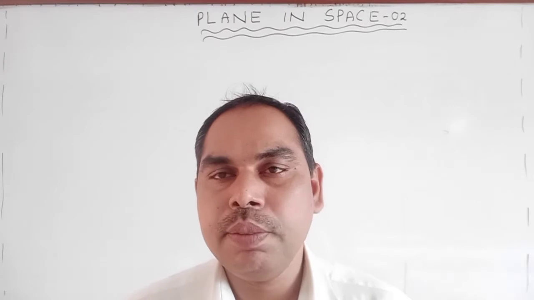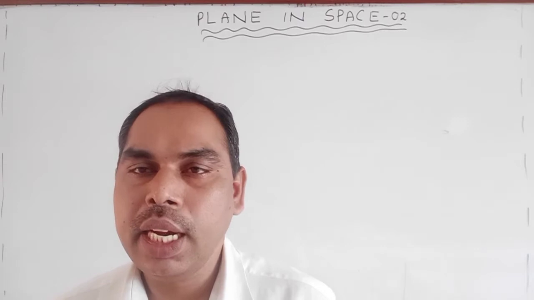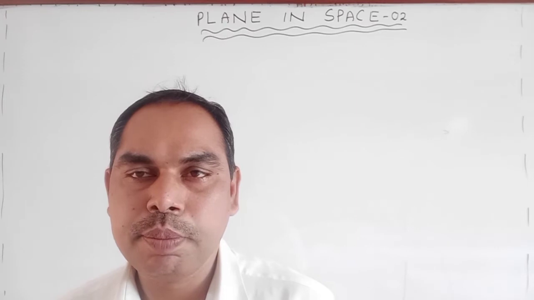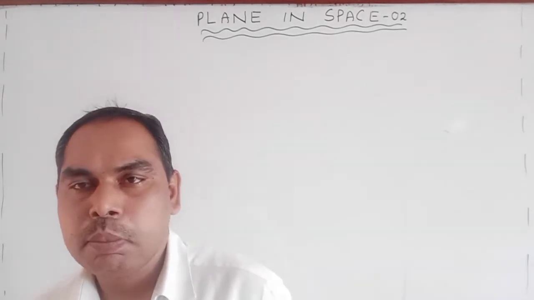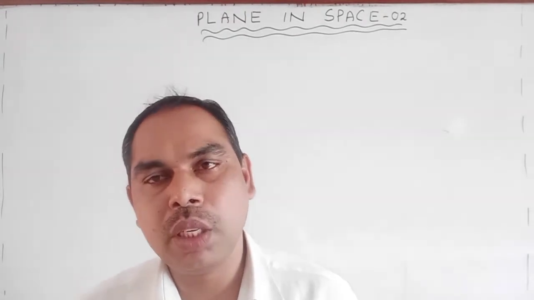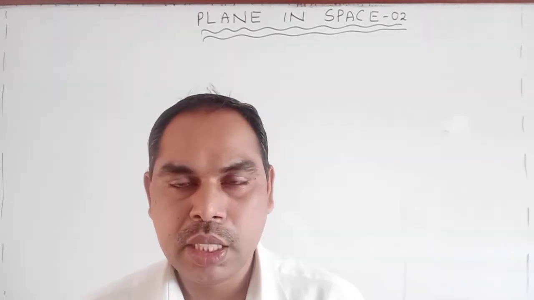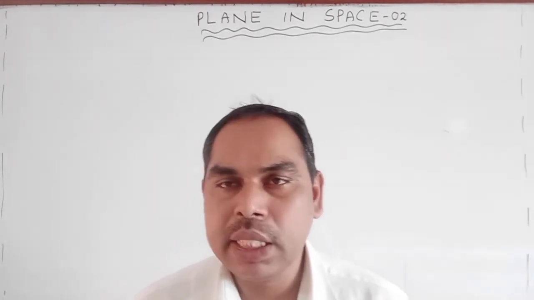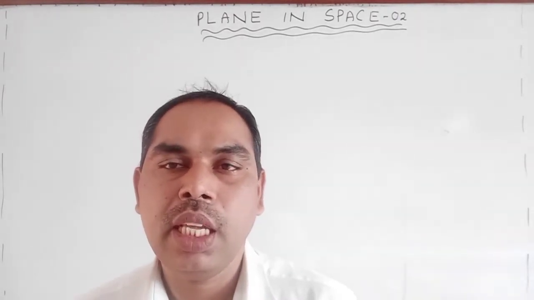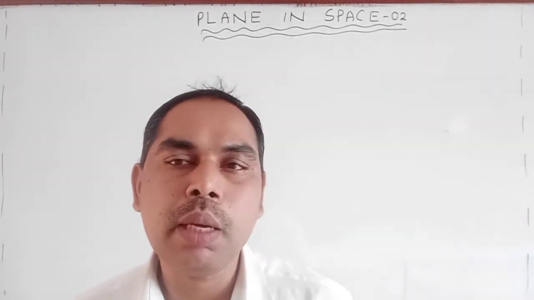In last class we discussed equation of a plane in normal form and passing through a single point. Equation of the plane in normal form, in both Cartesian form as well as in vectorial form. In Cartesian form, equation of the plane is lx plus my plus nz is equal to p, where p is known as perpendicular distance from origin to the plane, and l, m, n are the direction cosines of normal to the plane.